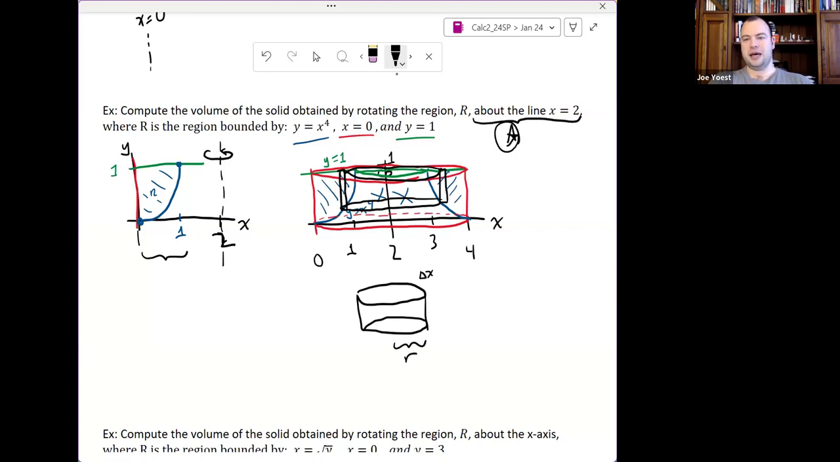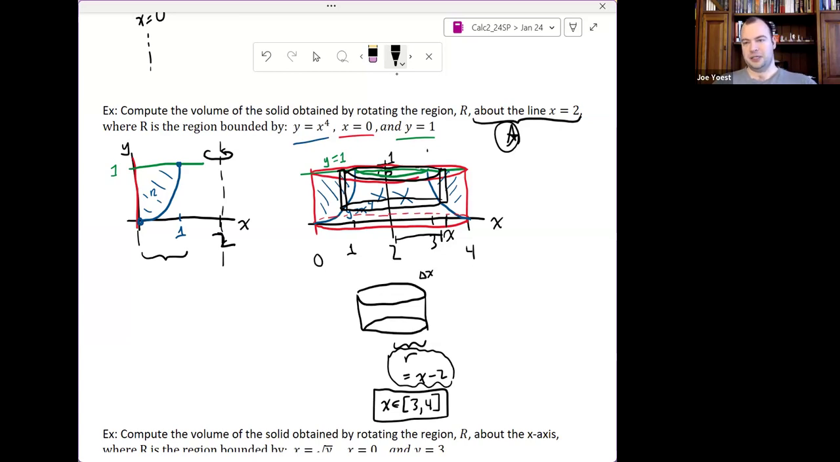The radius is not going to be x, right? Because the radius is, for this x, this radial distance. So the radius, what's it going to be for a given shell at position x? The radius is going to be x minus 2. I'm going to build my shells going to the right. So your x is going to be from 3 to 4. And my radius is going to be x minus 2.